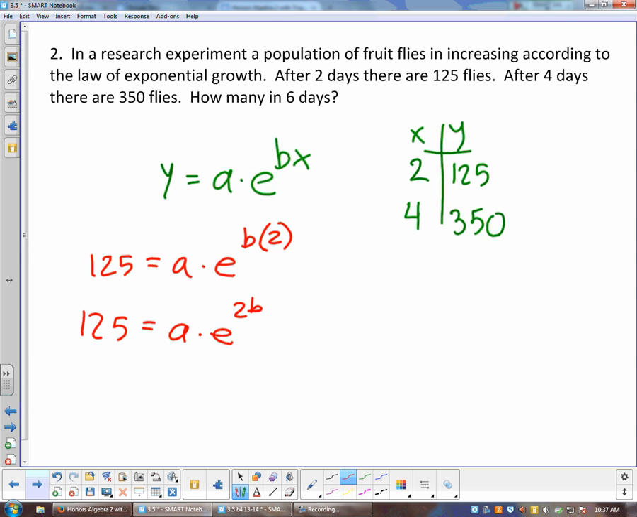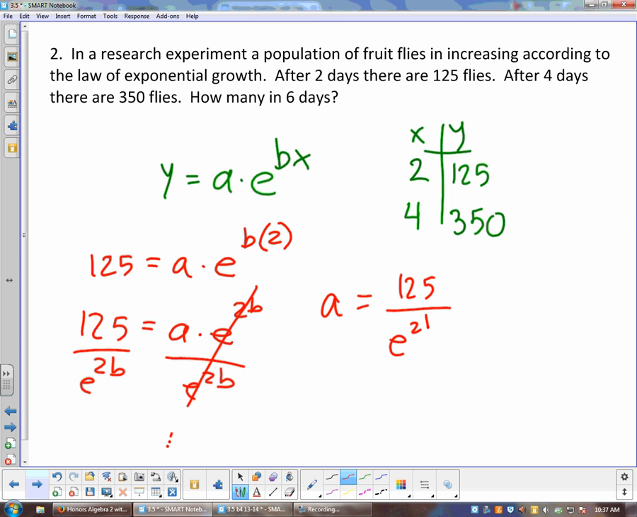If I rewrite it like this, that's great, but we are not any closer to finding a and b. So what I would suggest is this: how about we divide both sides by e to the 2b? Then we can get a by itself, and we get an expression for a, which is 125 over e to the 2b. I'm going to put that in a little box so we don't lose it. That's an expression for a in terms of b.